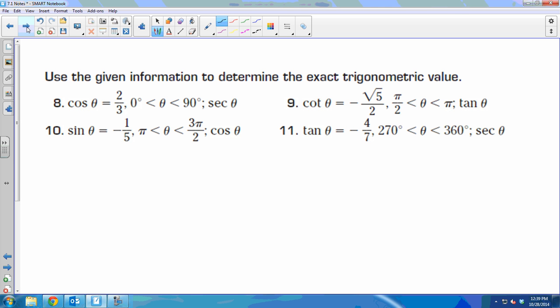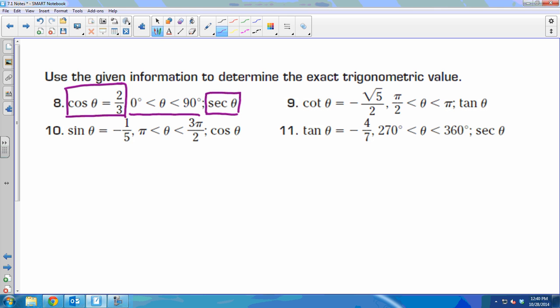Okay, so they're giving you 3 pieces of information in each one of these questions. The first thing they're giving you is an actual trig value. That's the original, what is given to you. Then they're giving you a quadrant of the unit circle, which isn't very important on the first 2, so I'm not going to worry about it for right now. And then they're giving you a trig function to find. Okay, again, some of these are easier than others.